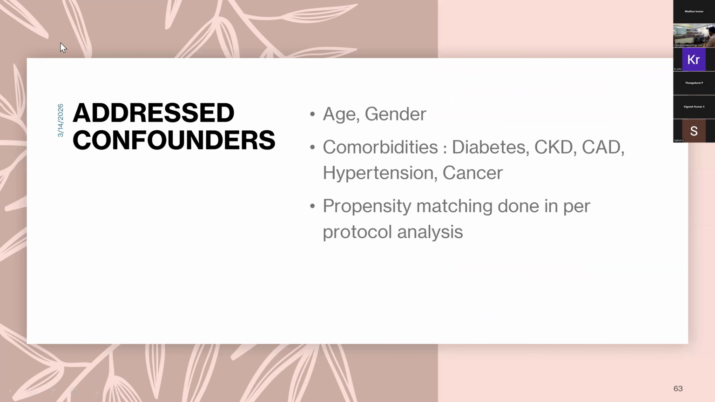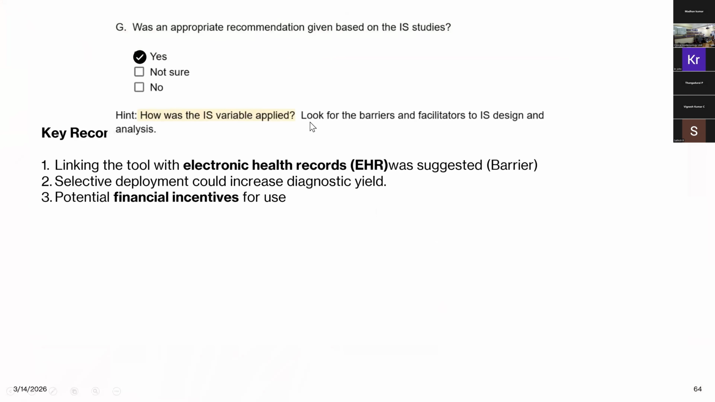But the study per se, in the per protocol analysis, they had done a propensity score matching wherein they adjusted for age, gender, and comorbidities, which can influence both the risk factors and the outcomes, which included diabetes, CKD, coronary artery disease, hypertension, and cancer. And the propensity score matching was done to address for the confounders. So the next question would be, was an appropriate recommendation given based on the implementation study?